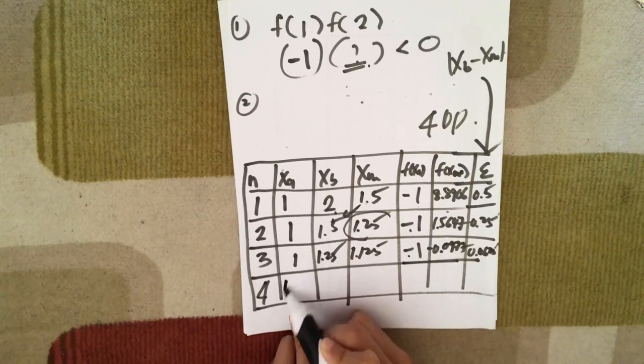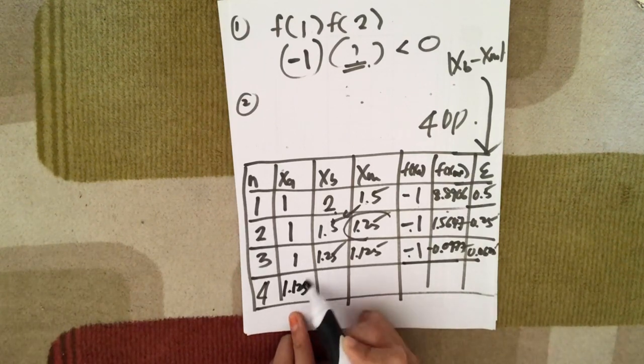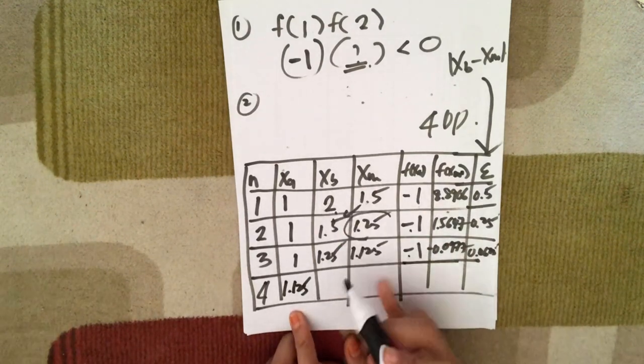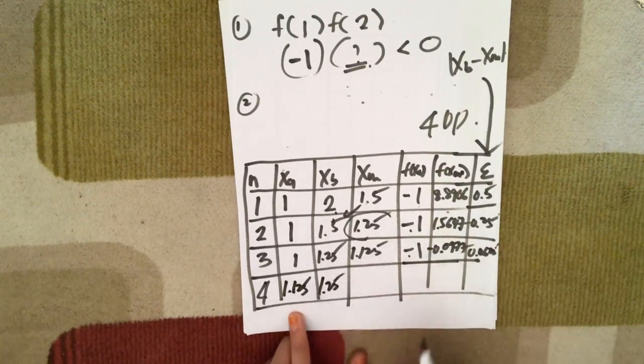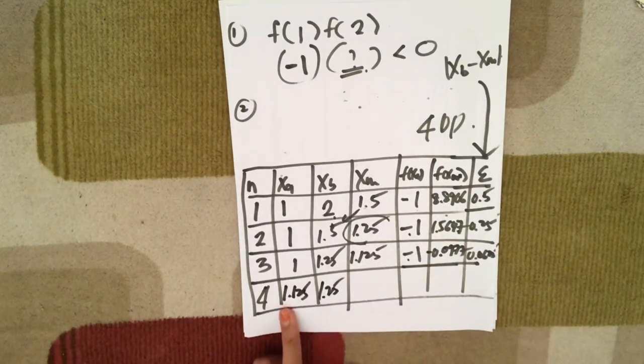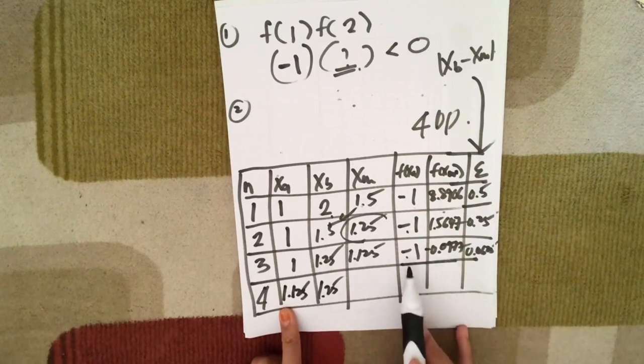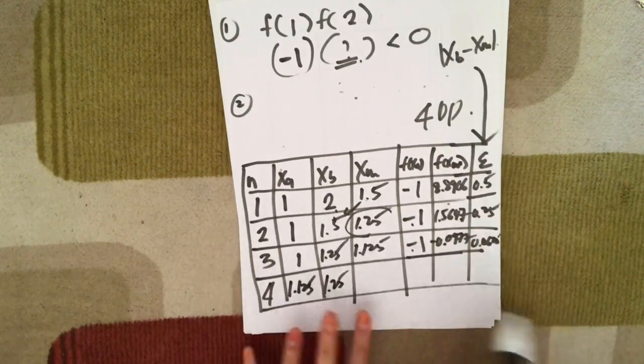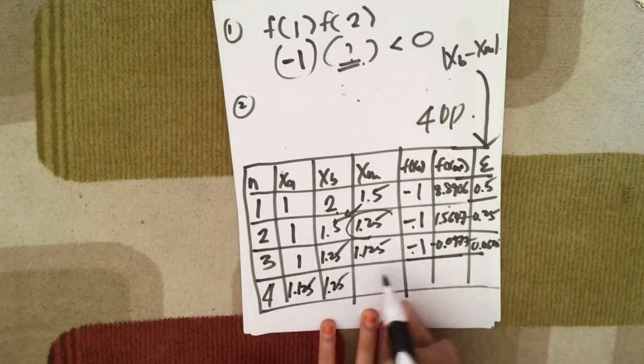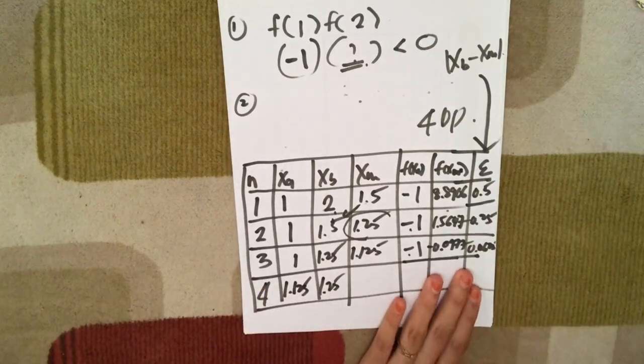Your XA now is 1.125. Your XB will remain 1.25. This time it's XA that changes, because here it's positive. Negative times negative is positive, right? So just fill out all of this, and then find out the error.